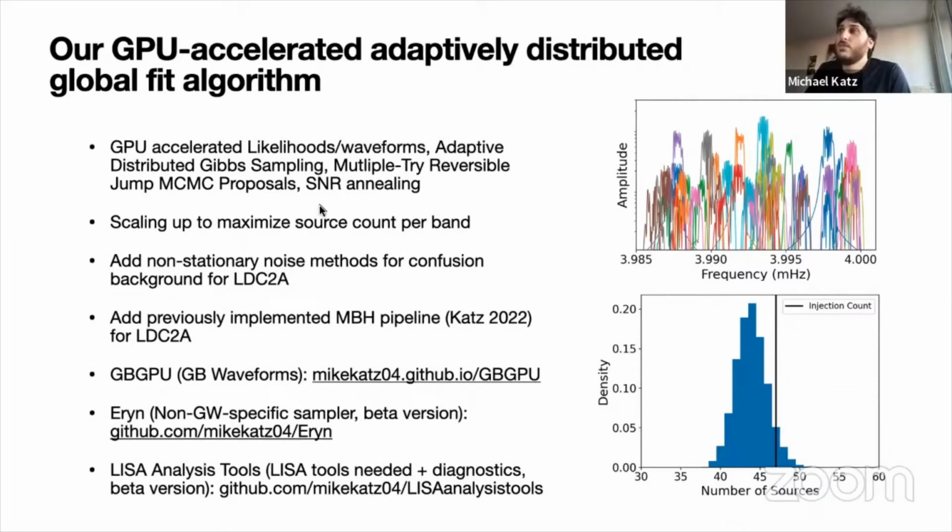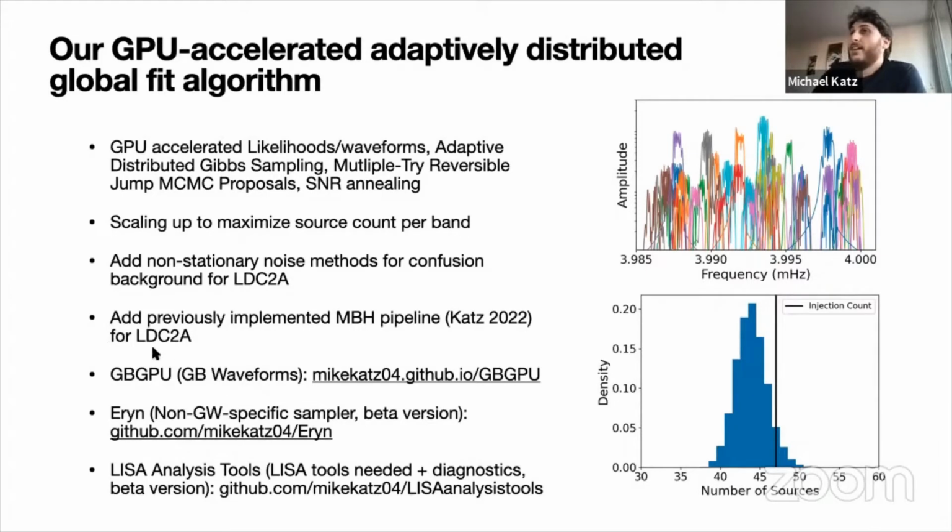And so far we're seeing decent results, but they're extremely preliminary, which is why I haven't shown any of them yet. Ultimately, what we're working on now is trying to understand how this large band structure can benefit us. We're then going to do non-stationary noise effects for the LDC2A that Stas was talking about. And I'm going to implement a pipeline that I designed for a previous paper for the massive black hole part of the LDC2A, as Stas also alluded to.